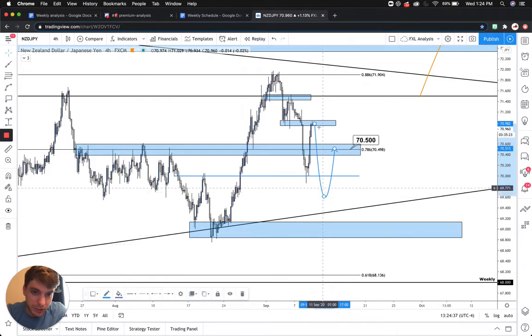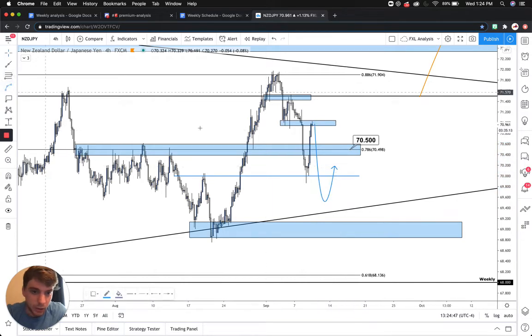Okay, so I want to see a reversal here. I want to see this area reject. I need to see a lower high. I want to see a push back through structure here to a low, and then enter on a lower high below 70.5.